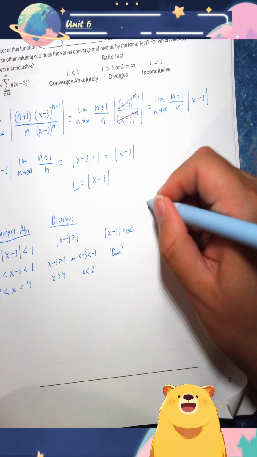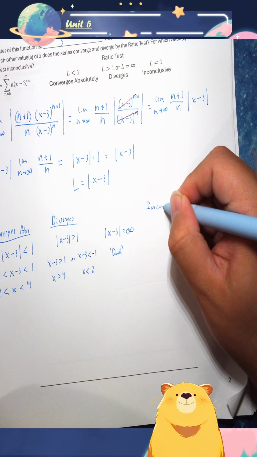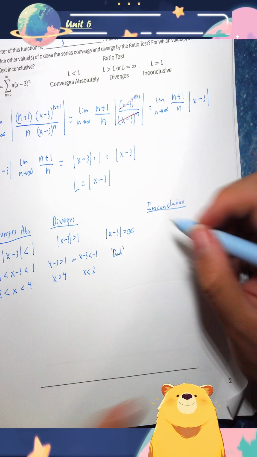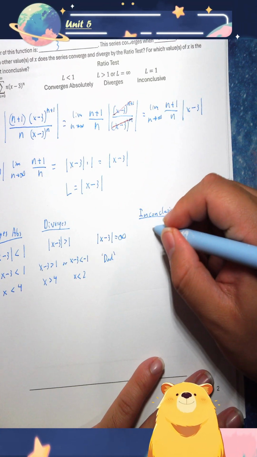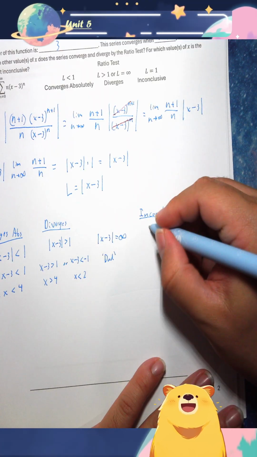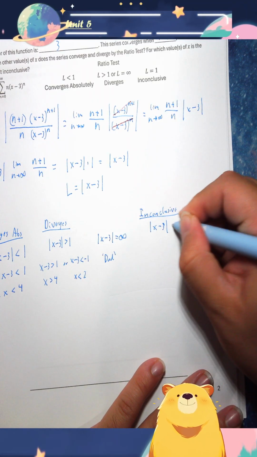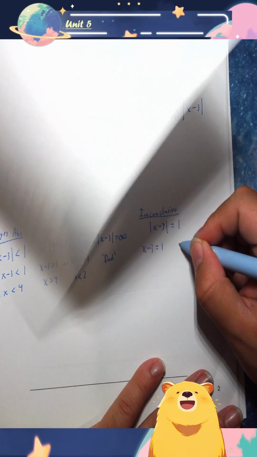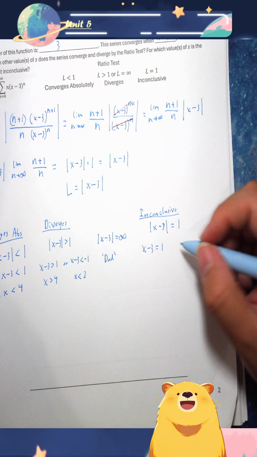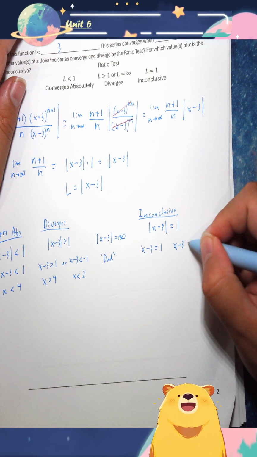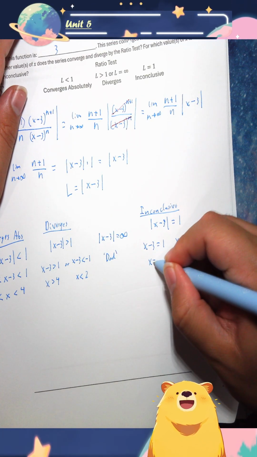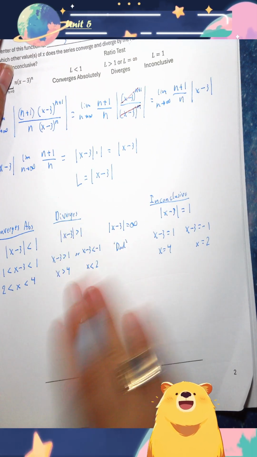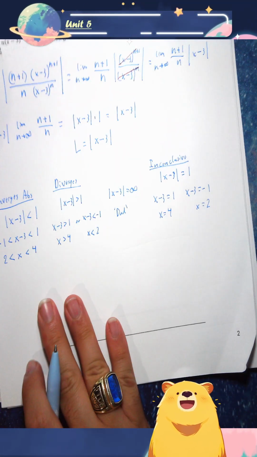And then lastly, inconclusive. It's just when it equals 1, which is going to have the exact same format because we've just been messing with 1. We have x minus 3 is equal to 1. Oh, sorry about that. x minus 3 is equal to -1. Add the 3 to both sides, you get 4, and you get 2. So the values when it diverges, inconclusive, converges absolutely.